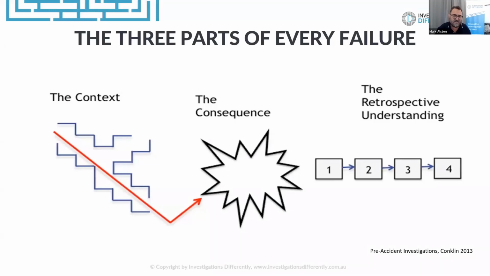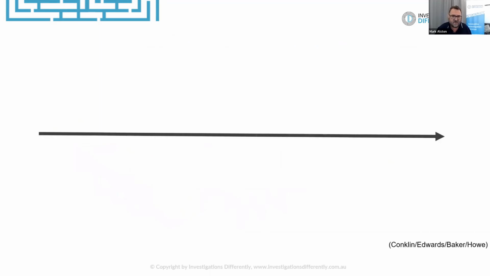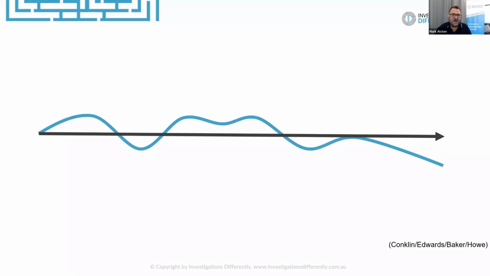And he's not talking about the context of the event. What he's talking about is the context of the work, right? The context of how the work is completed every day, because that's where we'll find our systemic issues. So Todd also talks about the black line and the blue line. The black line is how we imagine work to be done, or we intend work to be done. But that's our policies and procedures and those sorts of things. The blue line is how work is normally done every day.